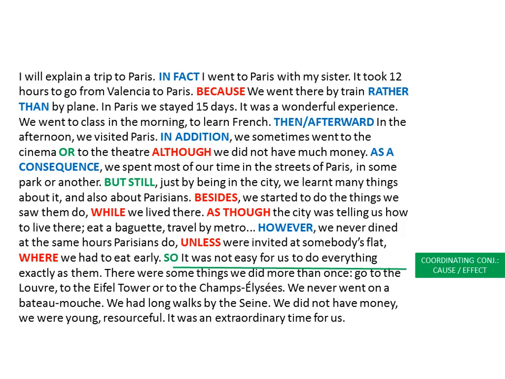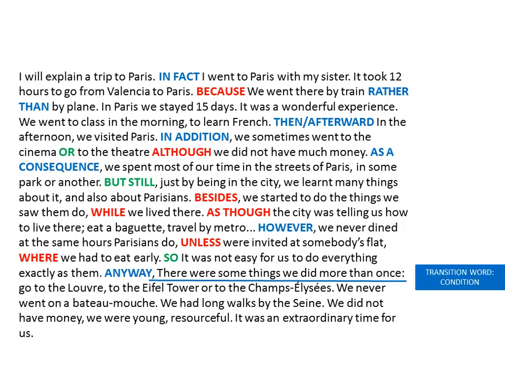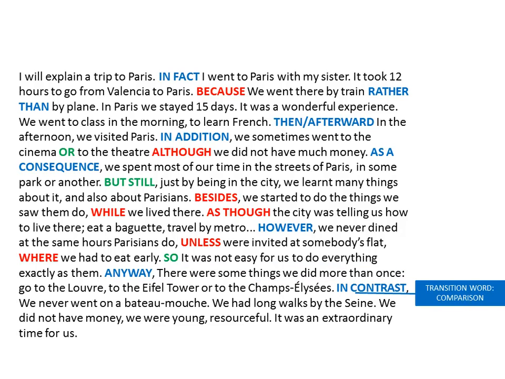So this creates coordination between these two parts of the text, establishing a cause-effect: it was not easy for us to do everything exactly as them. Anyway, a transition word establishing a condition: there were some things we did more than once. Go to the Louvre, to the Eiffel Tower, or to the Champs-Élysées.